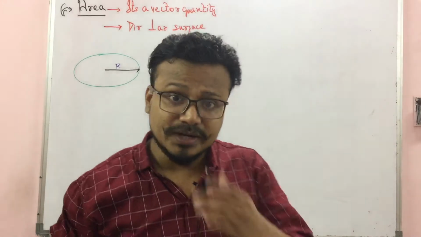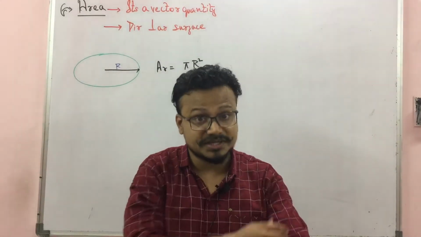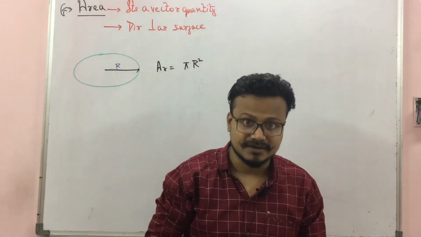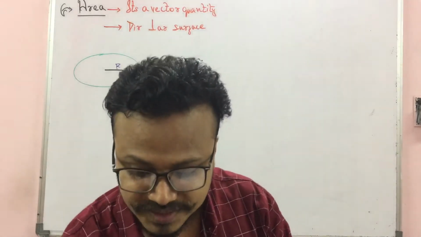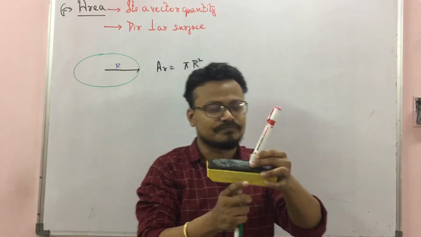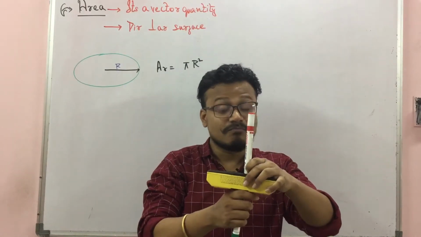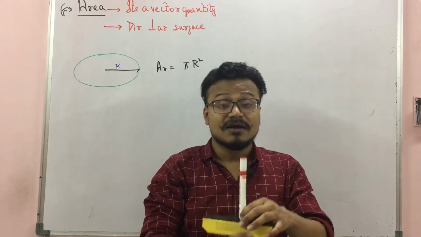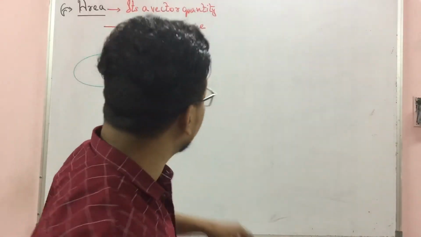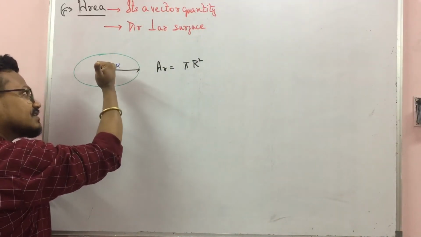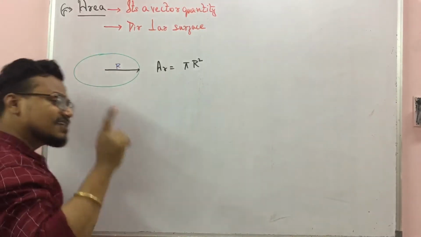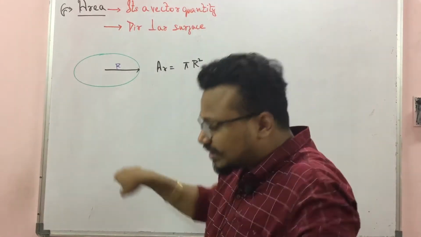Which direction will we take? This is the main point where students make mistakes. On this area, the vector can come this way and this way too. Which one will we take? Both we can take. Always remember: if we curl the finger like this, the thumb comes outside; if we curl it like this, it comes inside. It means it has both directions.